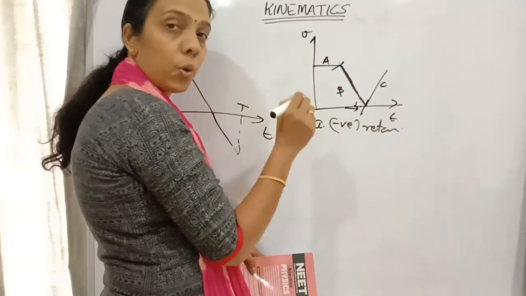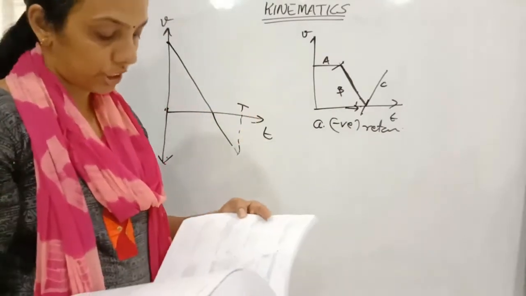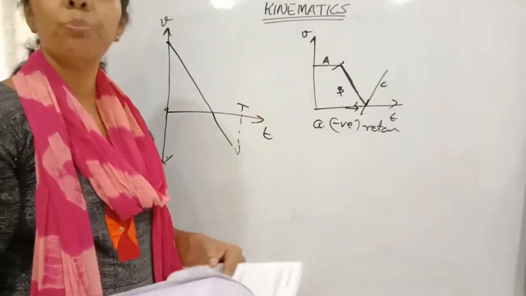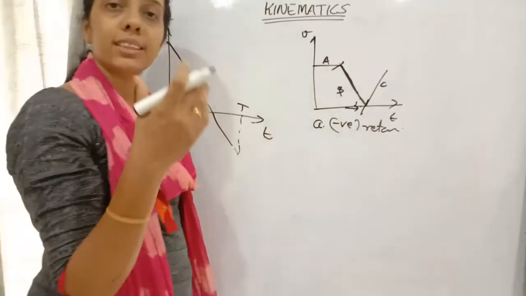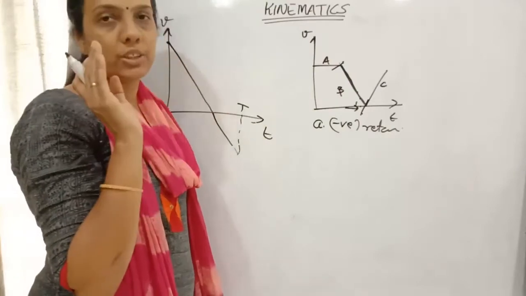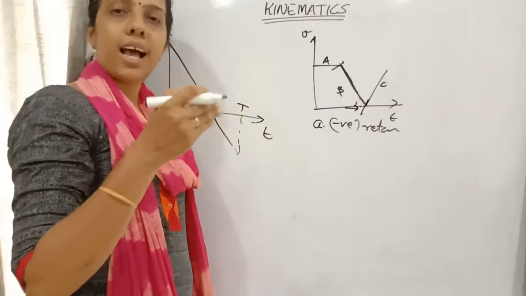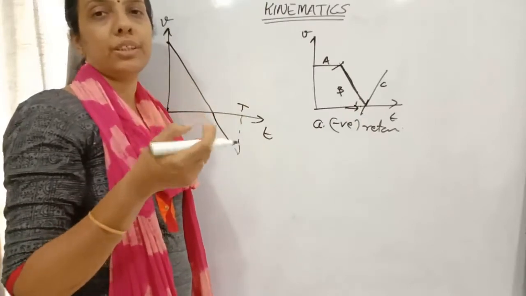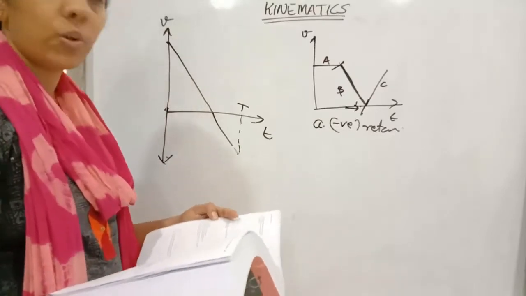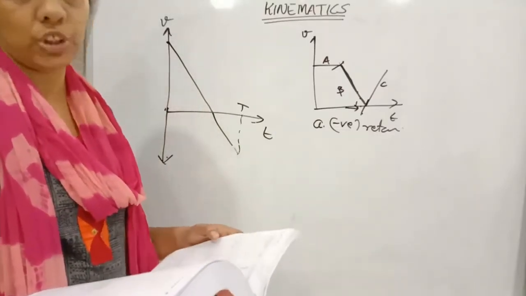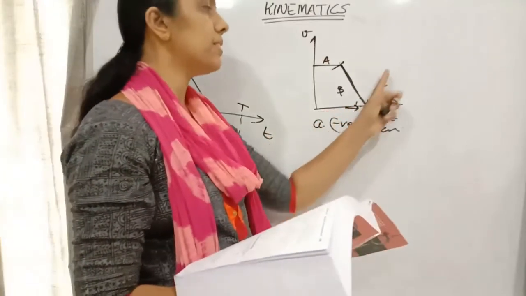Retardation means the force is acting against the motion, right? So there is a force which opposes the motion. Negative acceleration means in the opposite direction. If the force is acting in the forward direction, the acceleration is in the backward direction. So here the answer is: there is a force which opposes the motion. Before that, the force is acting towards the motion, which is portion C.